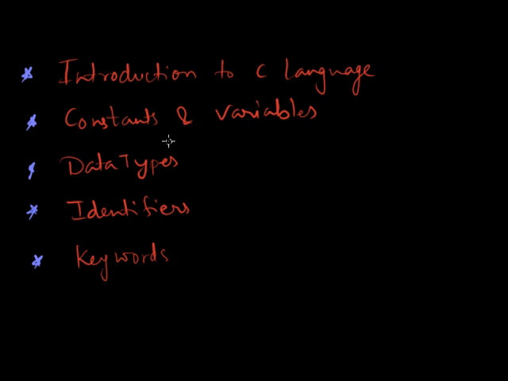In this lecture, we are going to study the following five topics. Firstly, we are going to introduce you to the C language. We are going to look at the history of this language. Then we are going to look at the mathematical concept of constants and variables and relate that to the C language. Then will come data types, identifiers and keywords. These are programming centric words which we'll study.